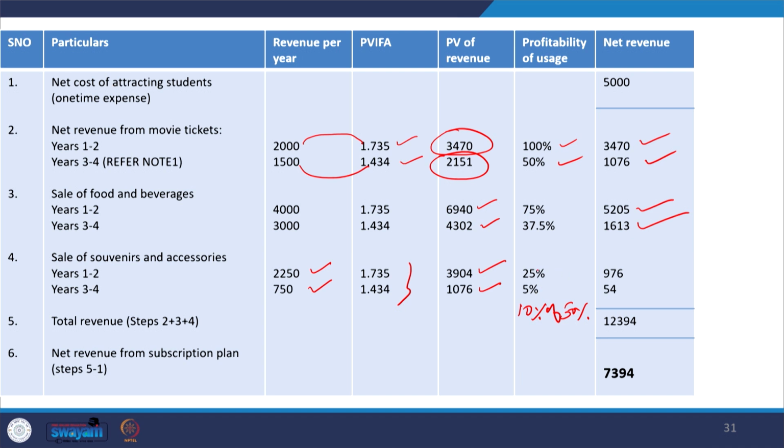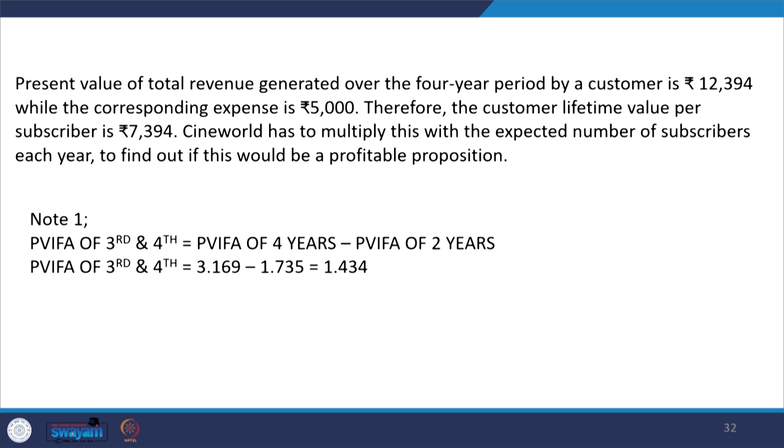Now, by multiplying this figure, we get 976 and here we get 54. So, in total if we add now, this comes to 12,394, out of which 5,000 has already been paid. So, the remaining is 12,394 minus 5,000, which is giving us 7,394. So, the present value of total revenue generated over the 4-year period by a customer is 12,394.